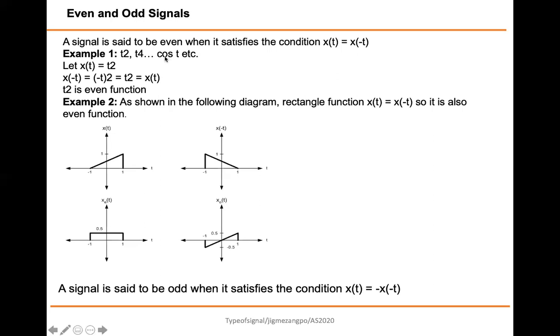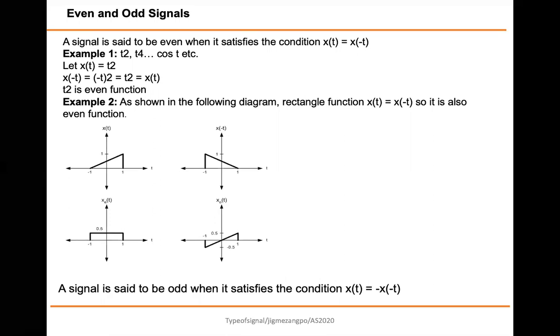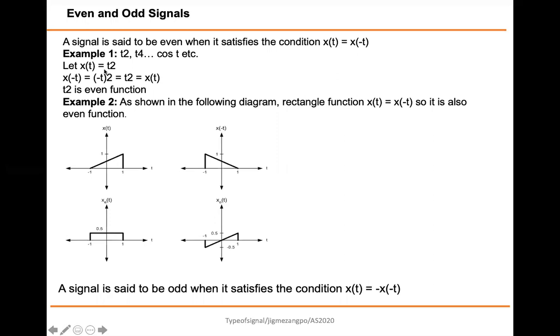And tell me whether cos of t, what function is it, sir? Maybe it is t squared. Even, sir. t squared is even, sir. x of minus t, sir. True, because x of t is t squared, t squared also. Yes, sir.